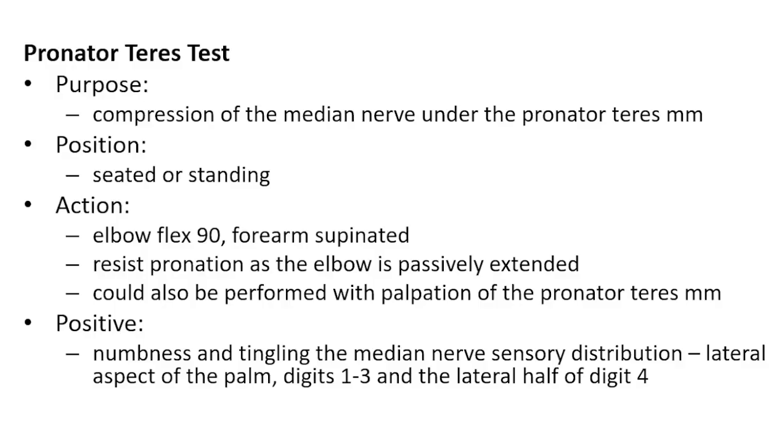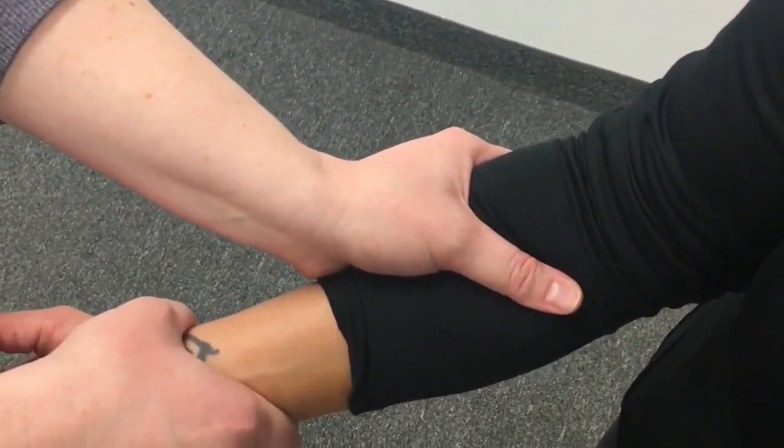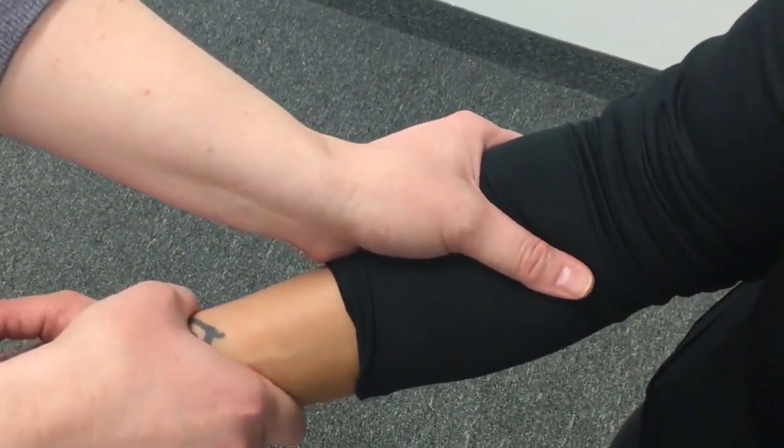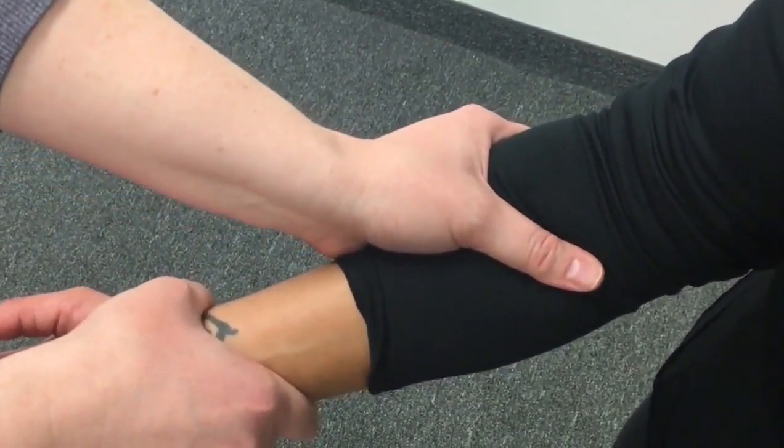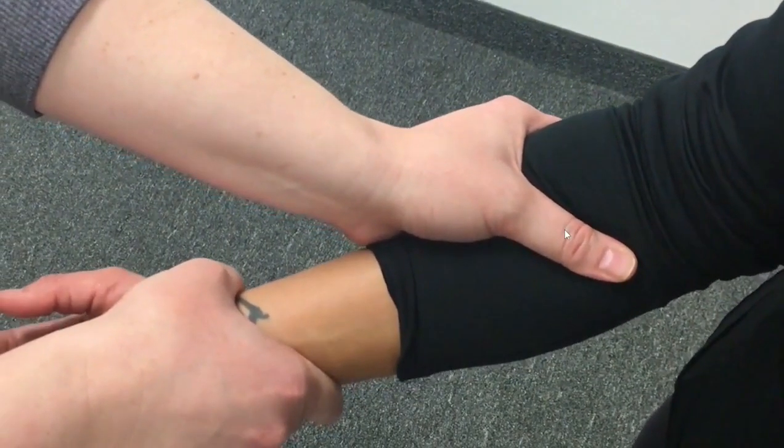Let's take a look at the test. This is Pronator Teres test. So for this, I'm going to hold on to my client's wrist, and I'm going to resist her pronation while passively extending her elbow. So this isometric contraction of pronation will increase the amount of tension in the pronator teres muscle underneath the therapist's hand. This will create a compressive force against the median nerve.